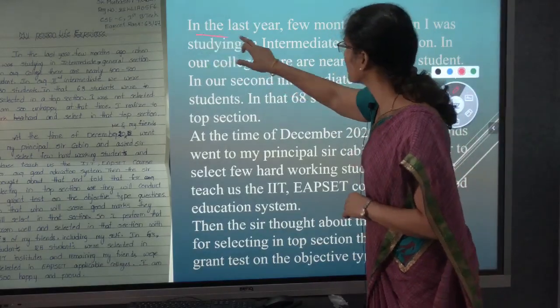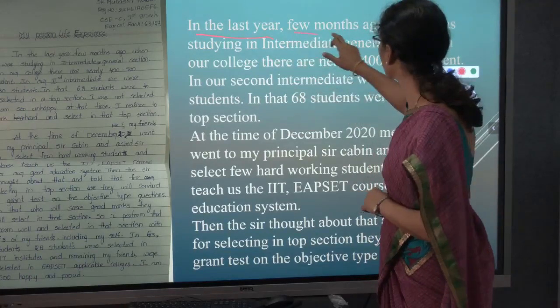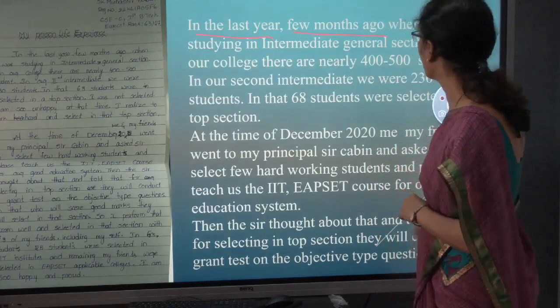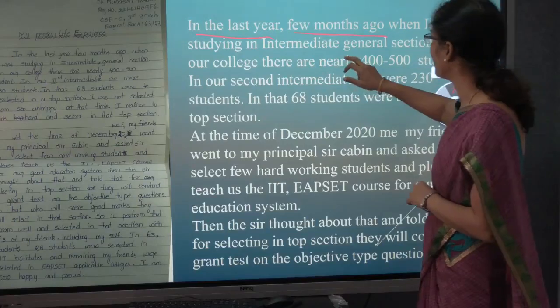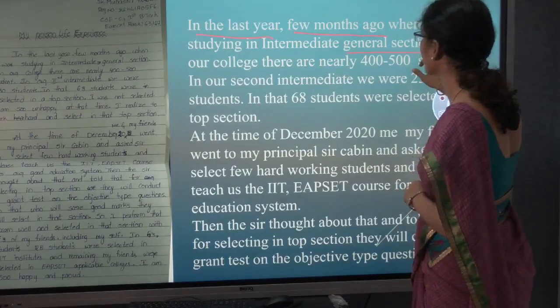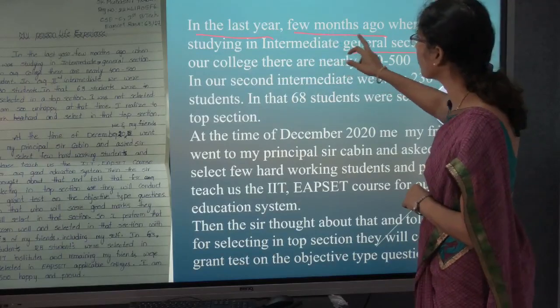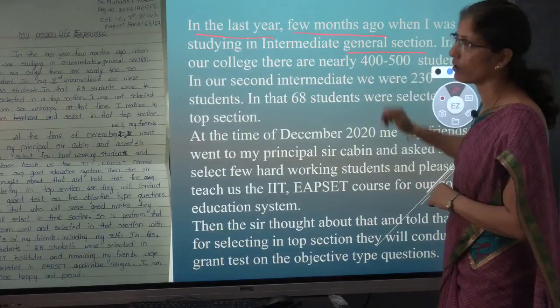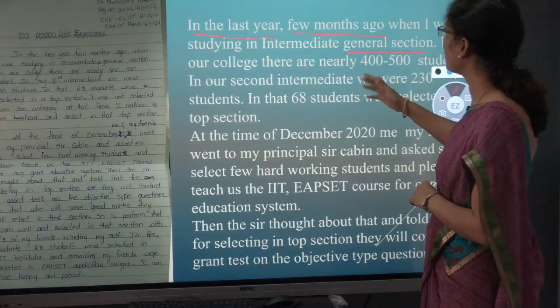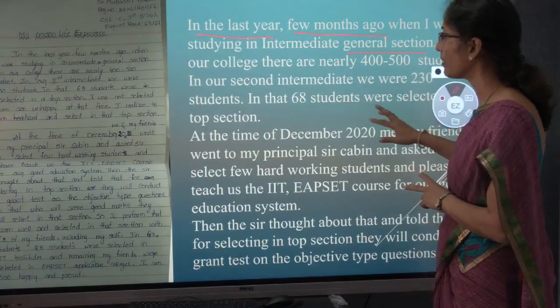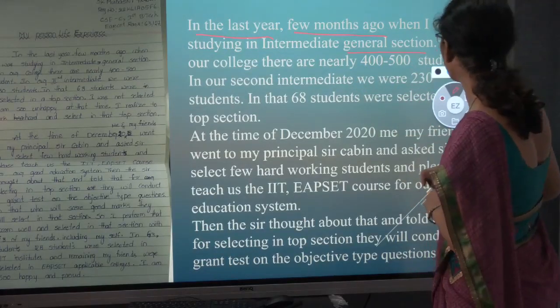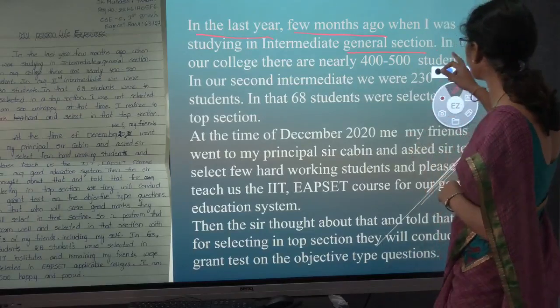So that in the last year, few months ago, when I was studying in intermediate general section, see that here there is a full stop and there is no clarity what he wants to tell. In the last year, few months ago, see that they won't match. Okay, again let us see the next sentence.